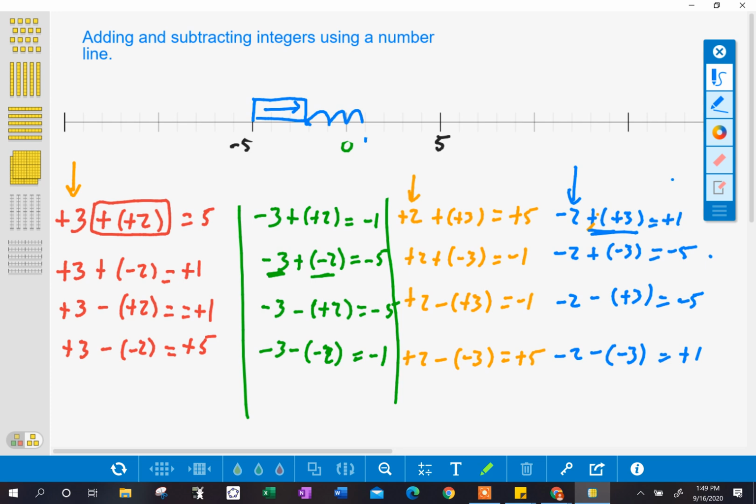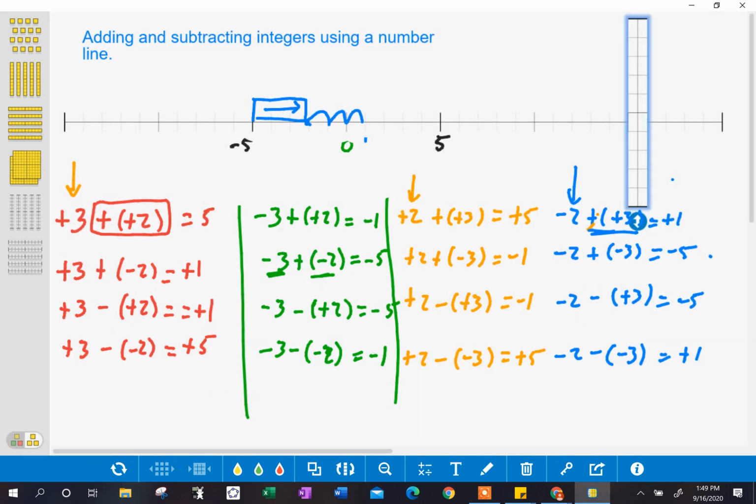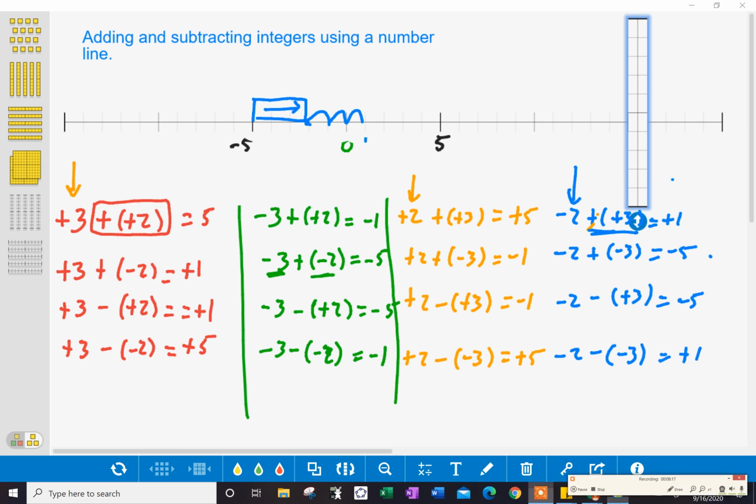I hope this does help. Like I said, some people love number lines, and if it helps, use a vertical number line. I'm not one of them. I like using my tiles, but that's just me. So if this does help, good for you. Good luck in the future, and if you have any questions, please let me know.